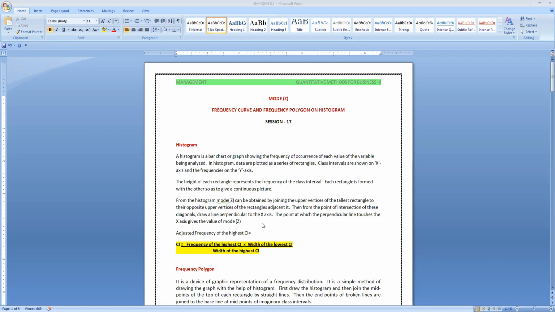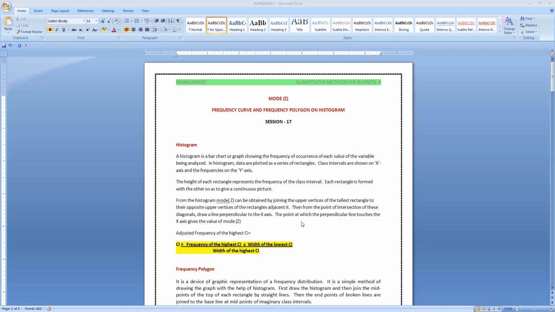In the previous class, we came across the calculation of mode on graph, and the calculation of median on graph, that is the ogive curves, less than ogives and more than ogives. In this session, we are going to have a calculation on mode. On mode, how the frequency curve and frequency polygon can be located on histogram.